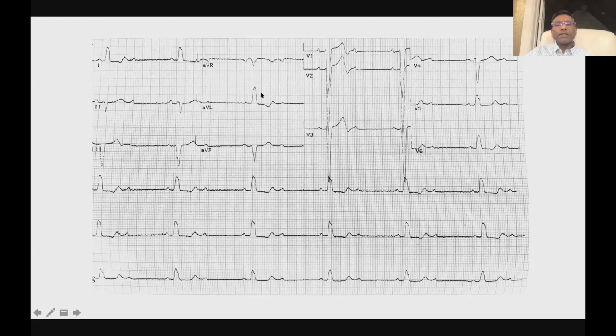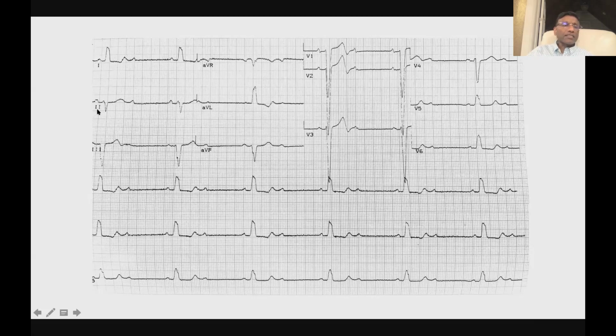And here, of course, you have 2-to-1 conduction. Long story as to why we didn't call this, so is it second degree type 1 or type 2? Cannot say. It's 2-to-1 conduction. And that's a story for another day. But so 2-to-1 conduction and left bundle branch block.